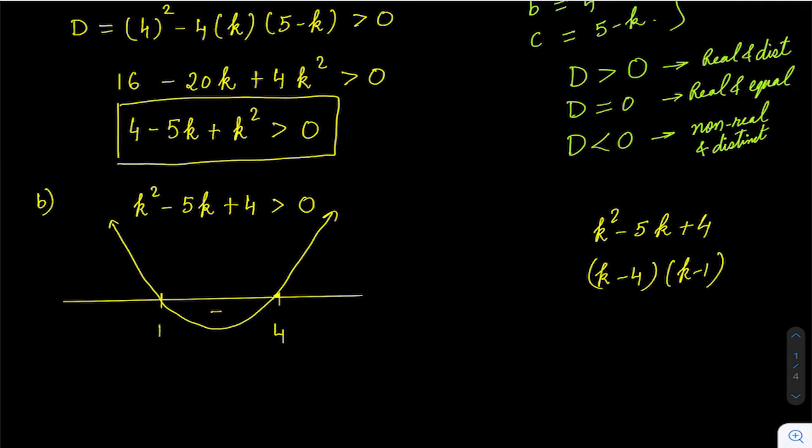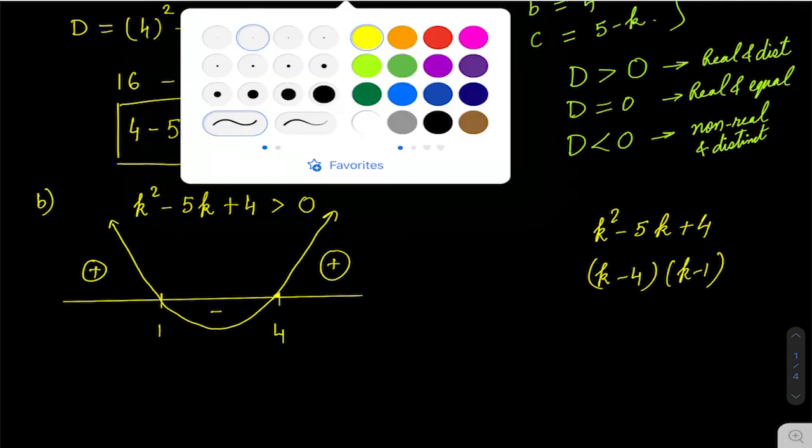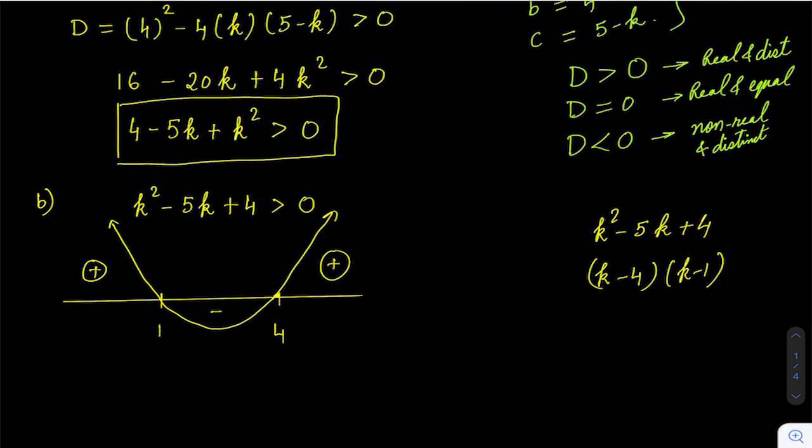So this is my negative region, and you can see this is my positive region, and this is my positive region. Correct? So we have to find where this quadratic is positive. When we say quadratic is positive, it means the graph is above the x-axis, because above the x-axis y is positive. Y means the graph or the quadratic.